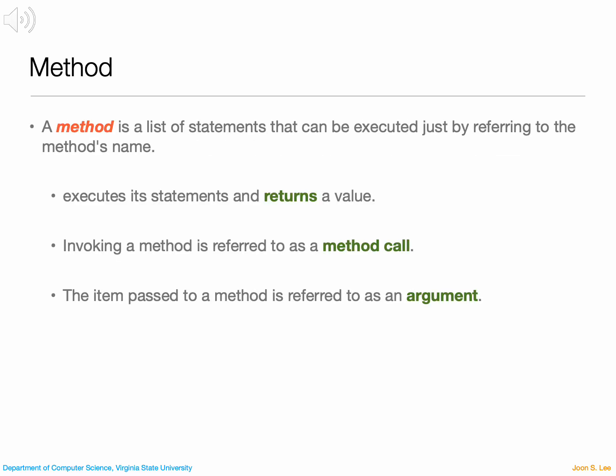A method is a named list of statements. When we refer to a method by its name, those statements are executed. A method may also return a value back to the caller. Calling a method is referred to as a method call. Any value we pass into a method is called an argument. Methods allow us to organize code, reuse logic, and define behavior.